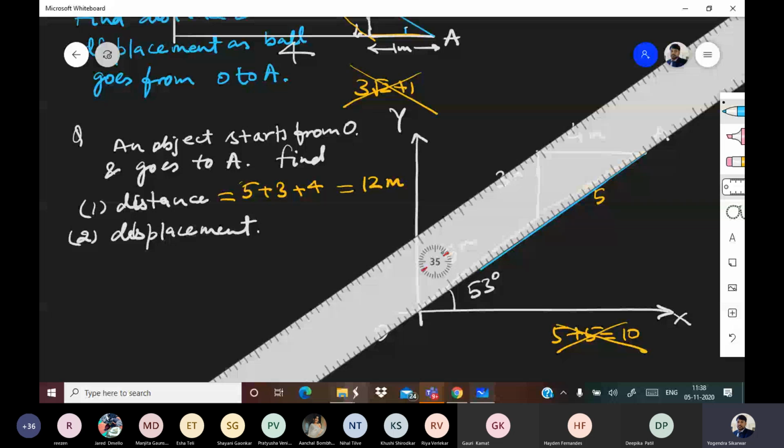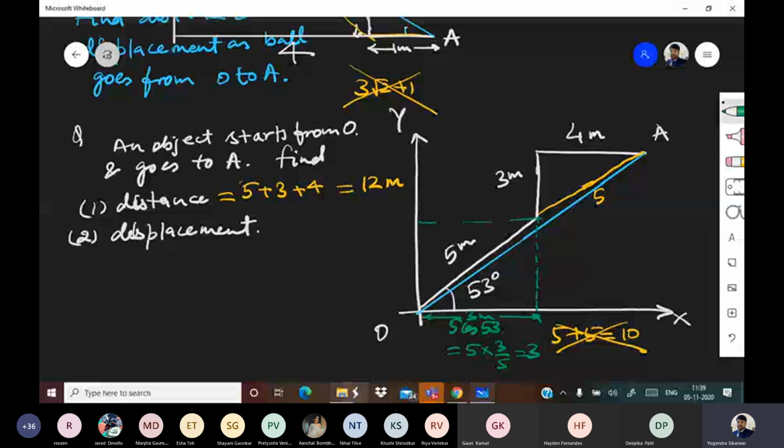Pay attention, everyone. This 5 meter and angle 53 degree is given to us. So I am going to resolve this. So this will be 5 cos 53. This becomes 5 into 3 by 5. That becomes 3. So this is 3 meters. Similarly, this height will be 5 sine 53. And that will be 4.